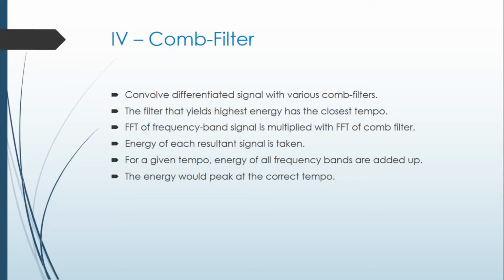In the algorithm, first the FFT of the frequency banded signals are taken and they're multiplied with the FFT of comb filters. Now, energy of each resultant signal is taken, and for one given tempo, all the frequency subbands resultant signal energy is added up, and whenever the energy peaks, that particular tempo is recognized as the correct tempo of the song.